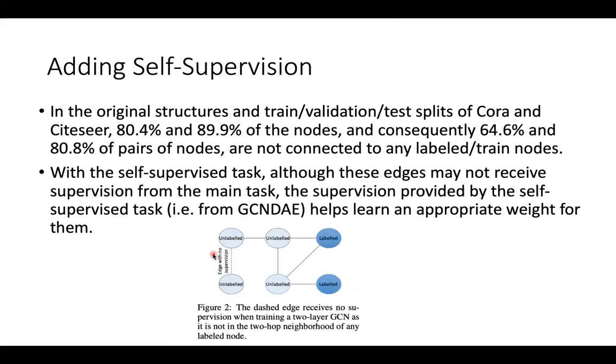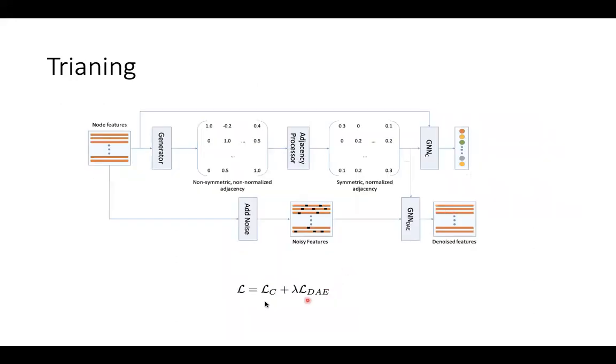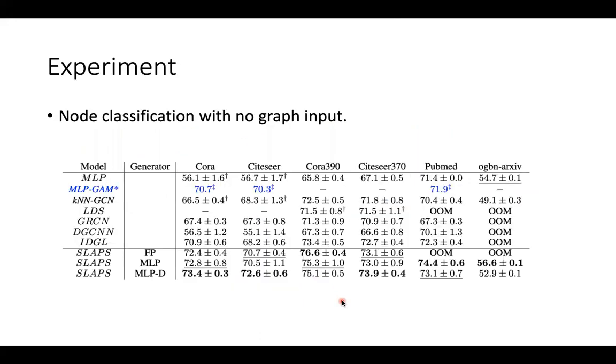But from this self-supervised task, we will try to denoise some of the original node features. So it may add supervision for these edges, which may benefit the learning of both the graph structure and the node downstream task. And of course, the training is the combination of the two corresponding losses. The first loss is the downstream task loss, which in this case is node classification. The second is the loss from the self-supervised task, which is the denoising task. And we add lambda to adjust their corresponding importance.